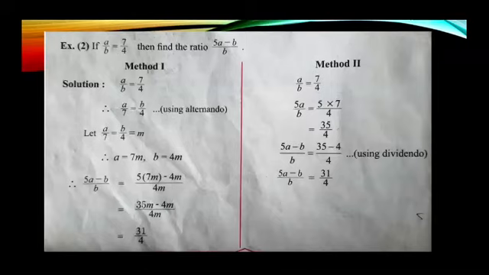Now method 2. A upon B is equal to 7 upon 4. 5A upon B is equal to 5 into 7 upon 4. 5 sevens are 35, 35 upon 4. Therefore, 5A minus B upon B is equal to 35 minus 4 upon 4. We are using dividendo. Therefore, 5A minus B upon B is equal to 31 upon 4.